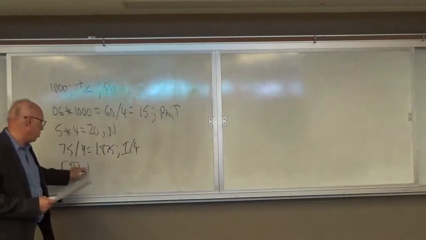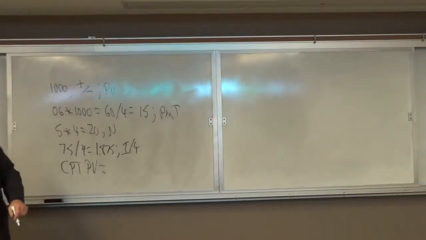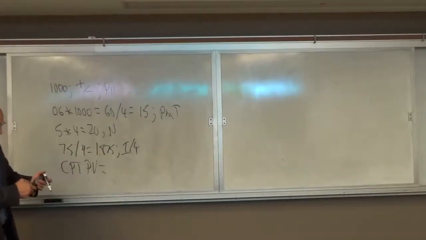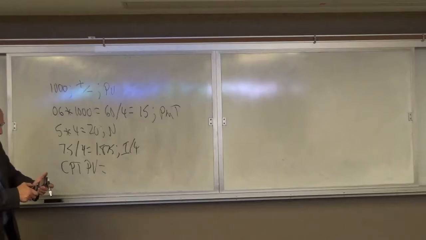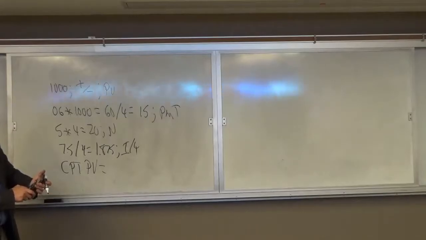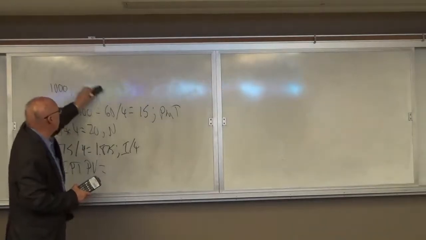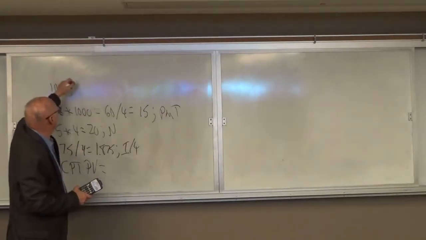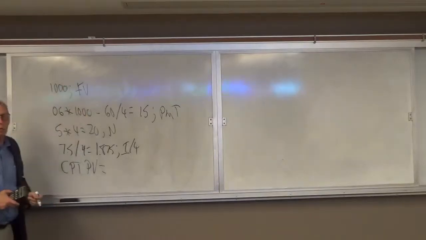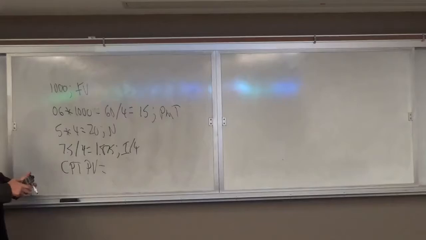Compute present value. Okay, so let's find the present value of all this information here. All right, so 1,000 plus minus is our present value. 20 is our N. 15 is our payment. 1.875 is our IY, compute present value. I'm sorry. Pardon-moi. I made a mistake here. The 1,000 is not a present value. I misread the question. The 1,000 is the par value. That's our future value. So I made a mistake. So let's make sure we get this right.